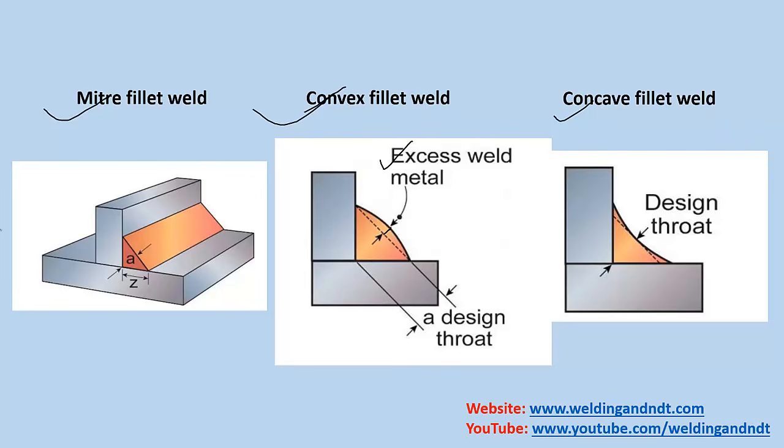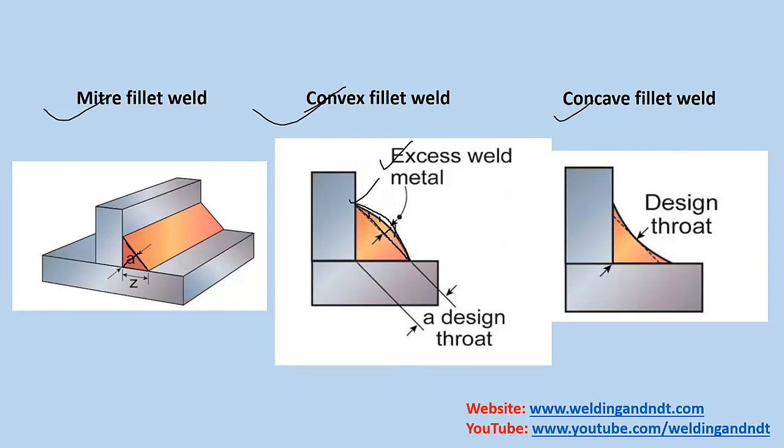In miter fillet weld, there will be no excess weld metal. As you can see here, there will be no excess weld metal. So leg length will be equal, and the throat which you will get, the actual throat, that is the theoretical throat, that is 0.7 into Z. Exactly the same throat will be there in miter fillet weld. However, in convex fillet weld, this is the most general type of fillet weld which you will see in the industry, there will be some additional excess weld metal. This is the excess weld metal which we will get in the convex fillet weld.